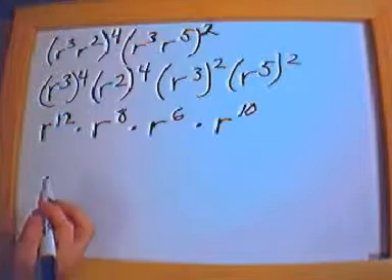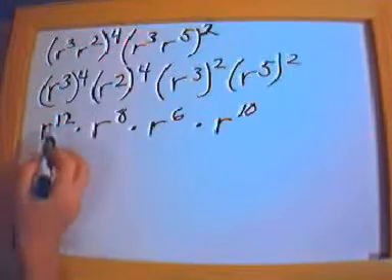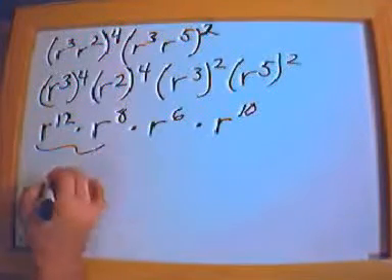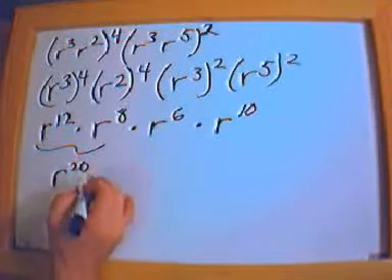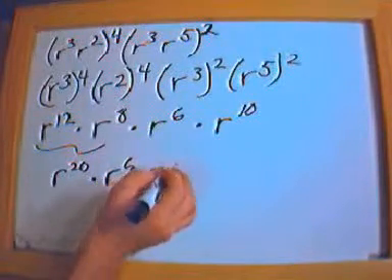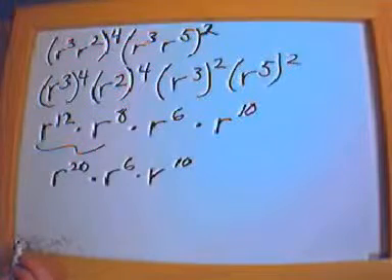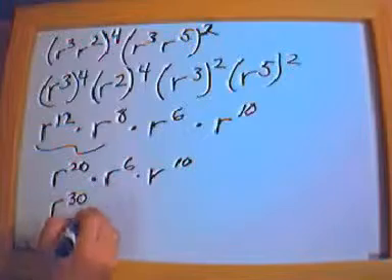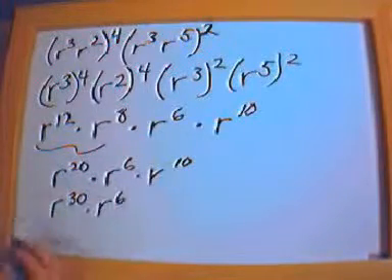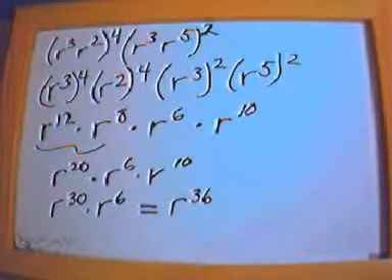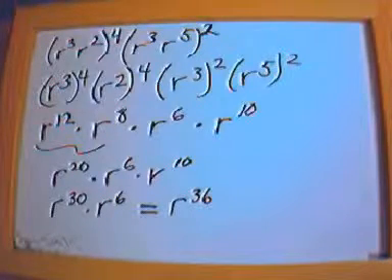So, I've got r to the 12th times r to the 8th. These two are going to give r to the 20th. I've still got my r to the 6th, and I've still got my r to the 10th. These two are going to give me r to the 16th. All I'm doing is adding 20 plus 10. And so, in the final solution, it's going to be r to the 36th power. It's really not that bad.